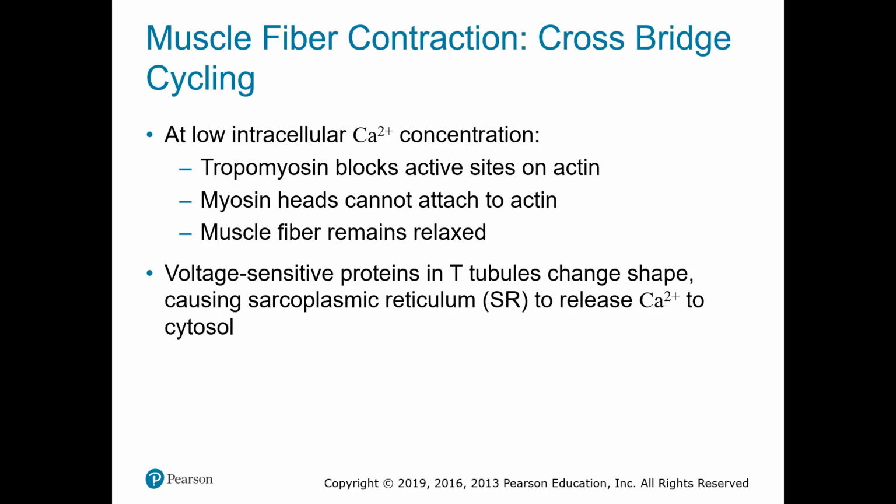Problem: tropomyosin is conveniently located on the actin where it blocks the binding sites. There's a special binding site on every actin molecule where myosin can grab onto it, but the tropomyosin runs across that and blocks the myosin from attaching to it. As long as the tropomyosin's in place, the muscle is relaxed. However, this is where calcium comes into play.